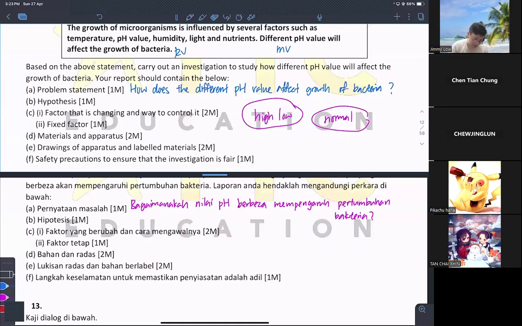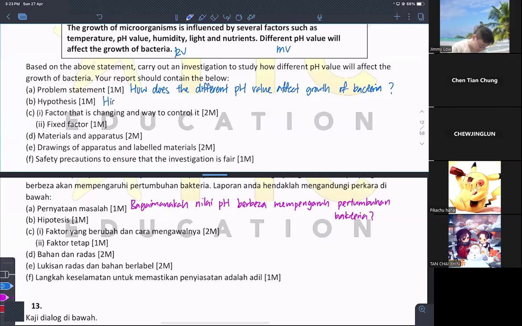Don't be like, okay, I can use high low, then the more, the less. Not really, because it's not just the more, the less as well. So pH value too high, bacteria die. pH value too low, bacteria die as well. So we do comparison. You see how I write.